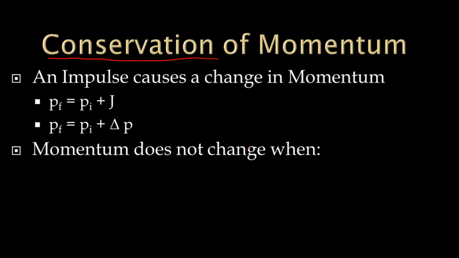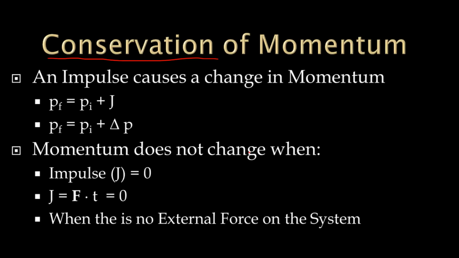Momentum does not change when our impulse is equal to 0. And remember that our impulse is the product of force and time. So when there is no external force, there'll be no change in the momentum. Let's look at a couple of cases where momentum is conserved.